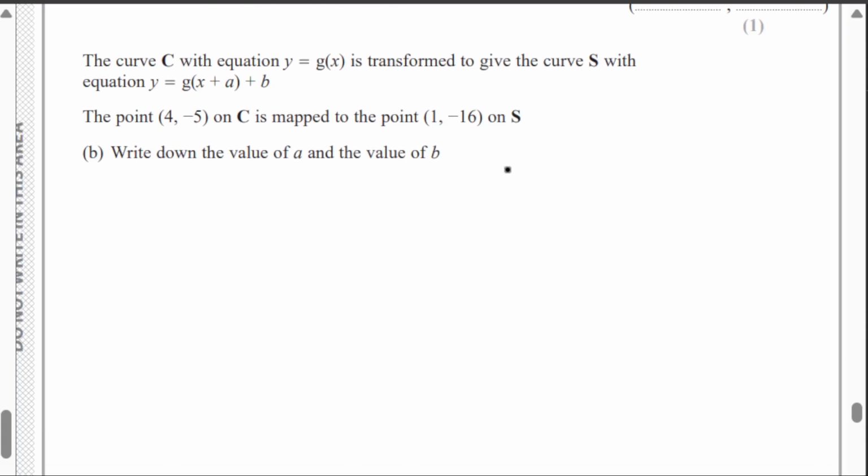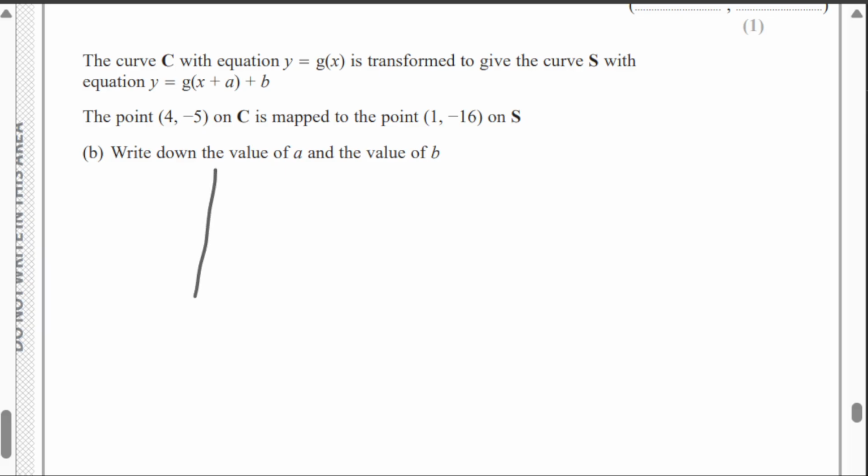Now part B says the curve C with the equation y equals g of x is transformed to give the curve S with equation y equals g brackets x plus a, plus b. The point 4 and -5 on C is mapped to the point 1 and -16 on S. Oh gosh, that's a very nice question. This is amazing. Now I just want you to see what's going on here.